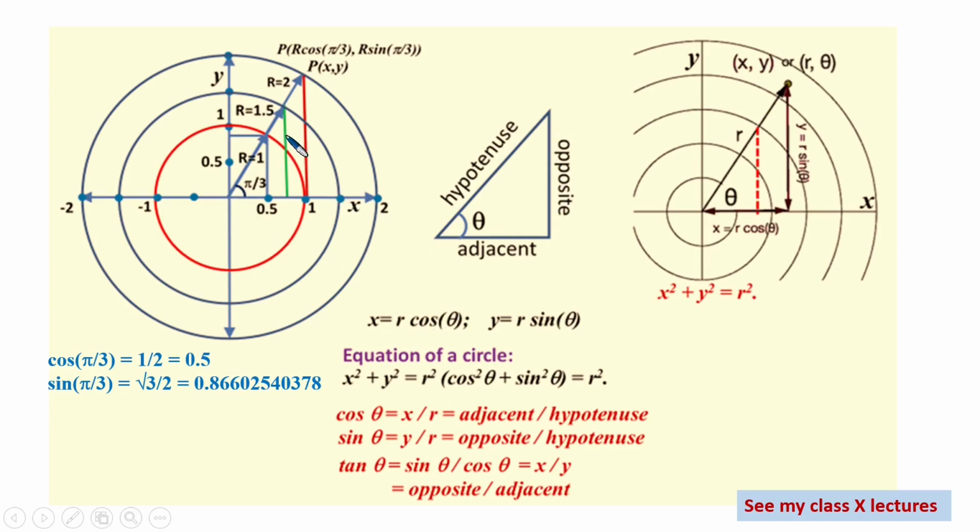So this x will be r cos theta and y will be r sin theta. Once x is r cos theta and y is r sin theta, I can substitute here. Depending on the angle, these values will change. The position of x and y will change, so the values of x and y will change.